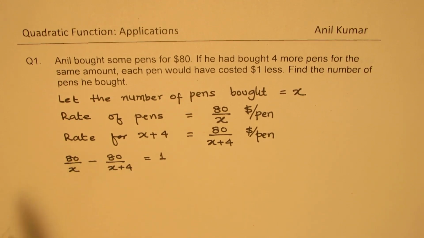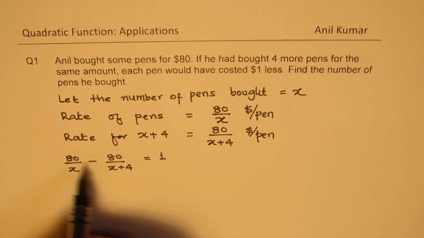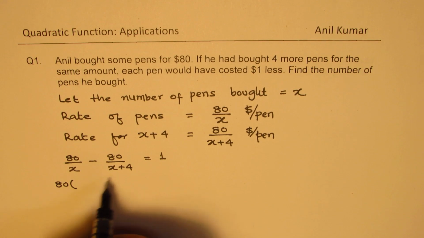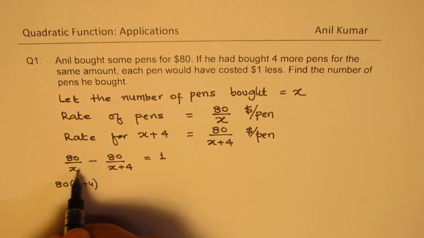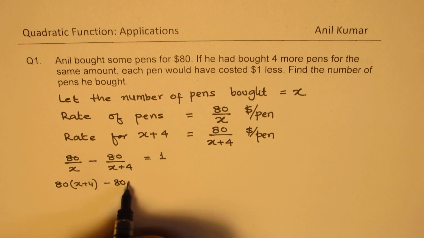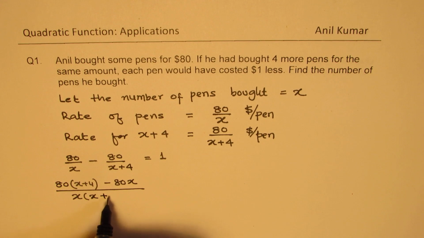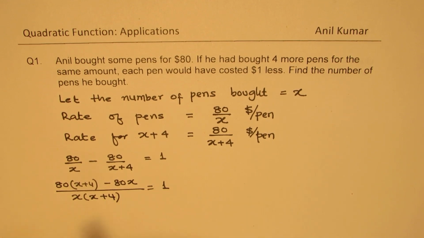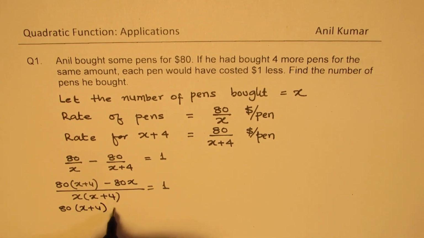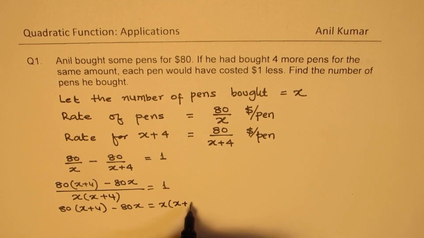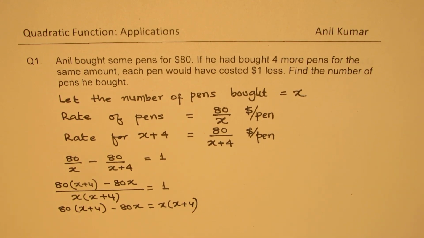Now the idea is how to solve this. So we need to take common denominator. So when you take common denominator, this gets multiplied by 80, right? We get x plus 4, and that also gets multiplied by x, right? The common denominator here is x times x plus 4, right? All this is equal to 1. Now you will cross multiply, right? So when you cross multiply, you get 80 times x plus 4 minus 80x equals to x times x plus 4. So these are the steps involved.